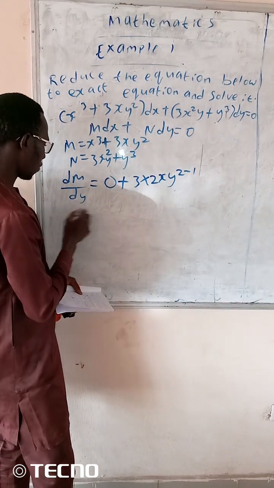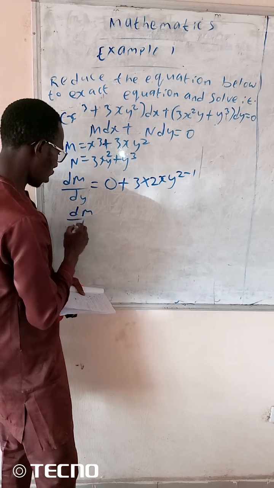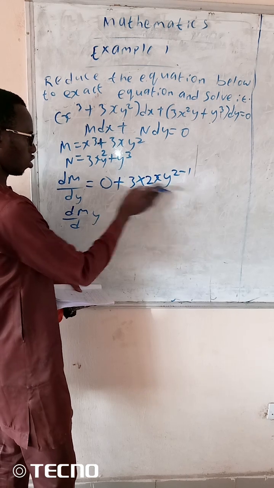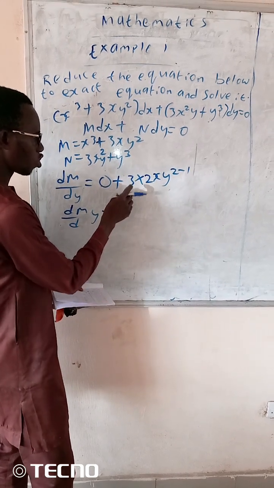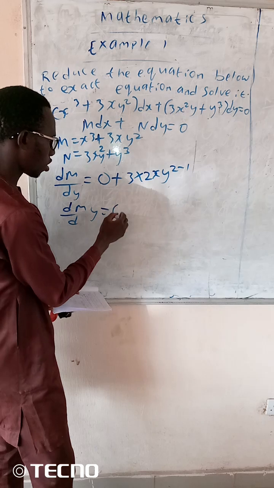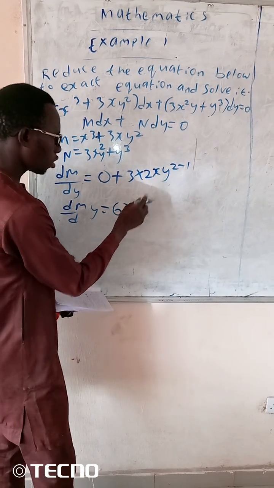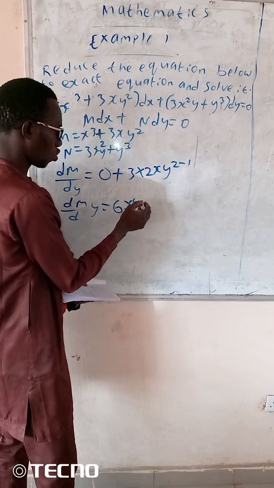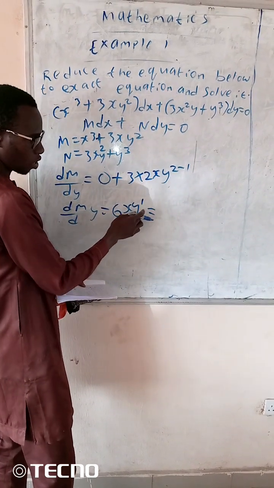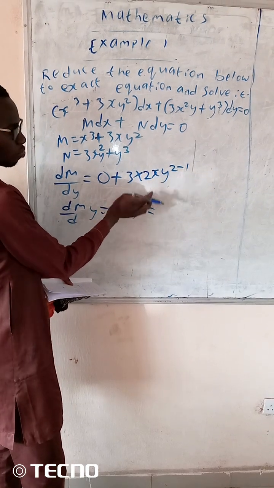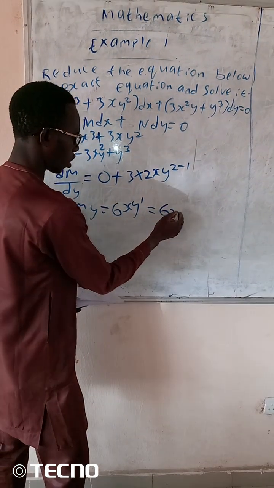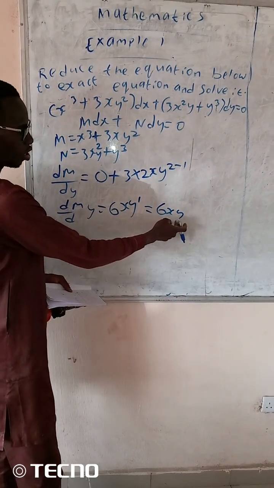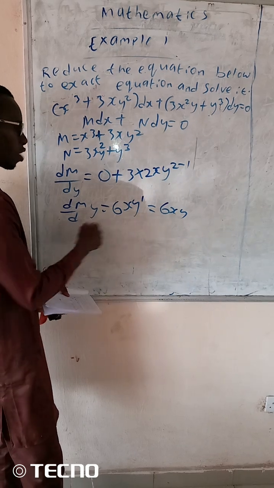I've done that. So we have dM/dy equals 0 plus this, and the 0 has gone since it is irrelevant. So we have 3 multiplied by 2, which makes 6. We bring down x, and we bring down y. So 2 minus 1 is 1. So 6xy raised to the power 1 is the same as 6xy, the same thing as y. So dM/dy equals 6xy.